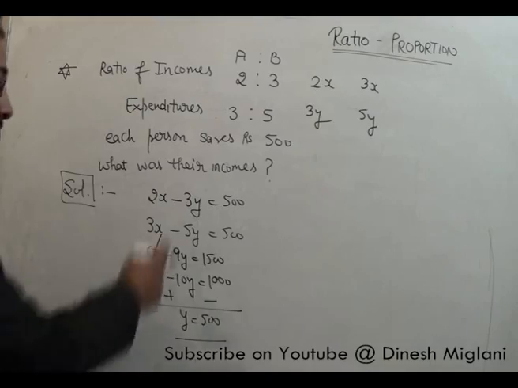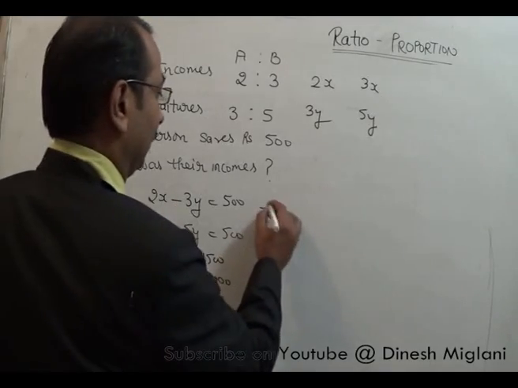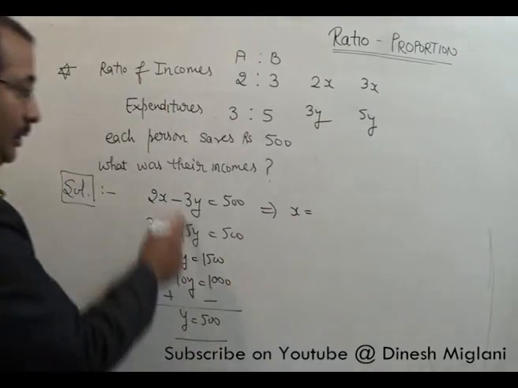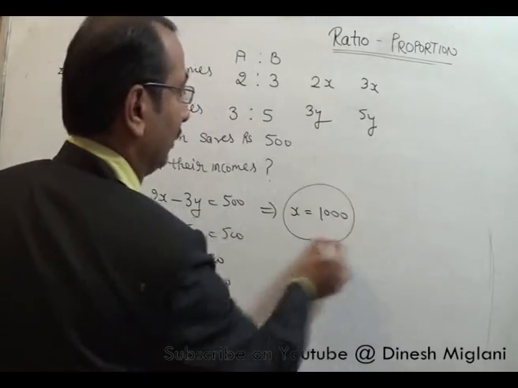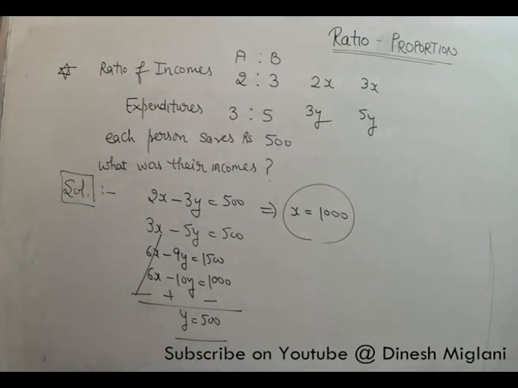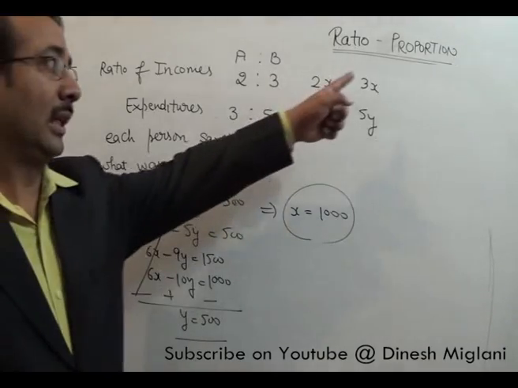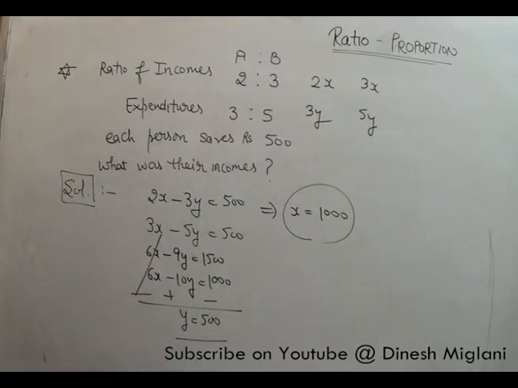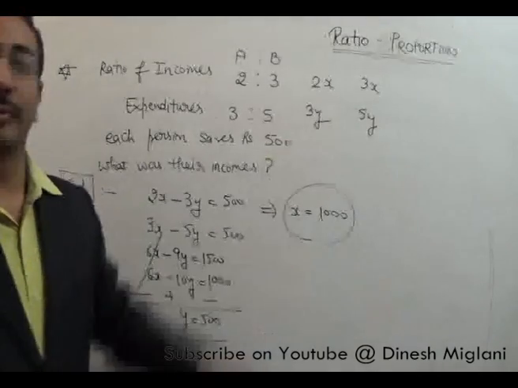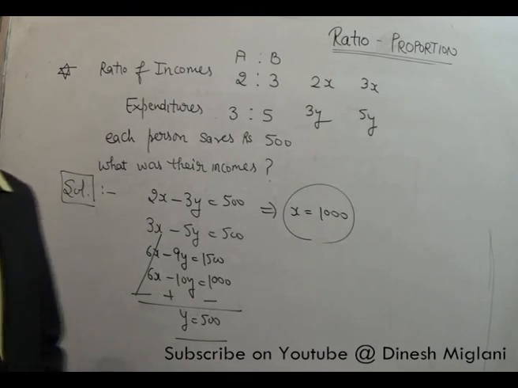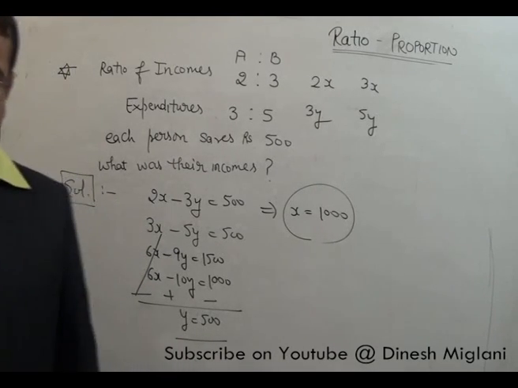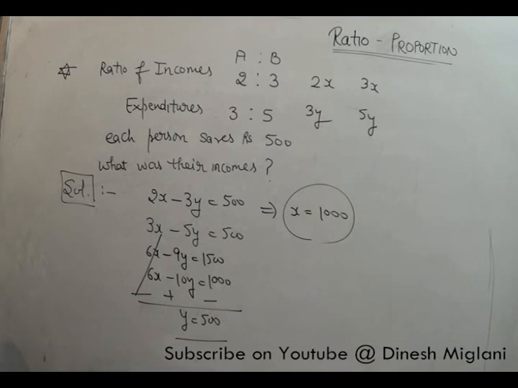By putting y in this equation I can find out x, so I can say 2x equals 2000, x will be equal to 1000. Now if I have to find the incomes of the persons, that would be 2000 and 3000, and their expenditures would be 1500 and 2500. That becomes my answer. Right? So these are some standard questions which are based on the concept of ratio.